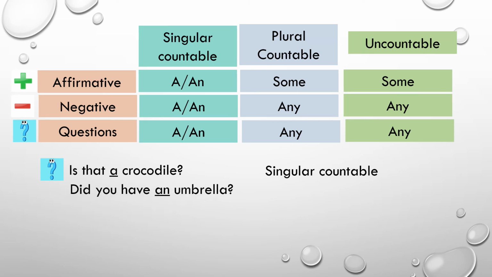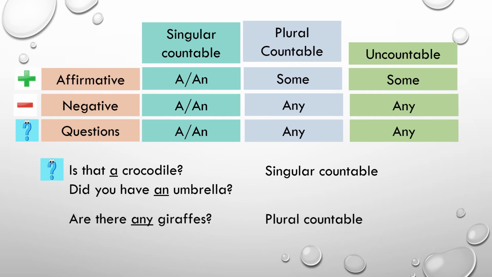Did you have an umbrella? Umbrella is also a singular countable noun. We use an because the word umbrella starts with a vowel sound. Did you have an umbrella? Adakah awak ada sekaki payung? Umbrella ialah singular, satu, countable noun dan ianya boleh dibilang. We use an, kita gunakan an sebab umbrella tu bermula dengan bunyi vowel iaitu U.